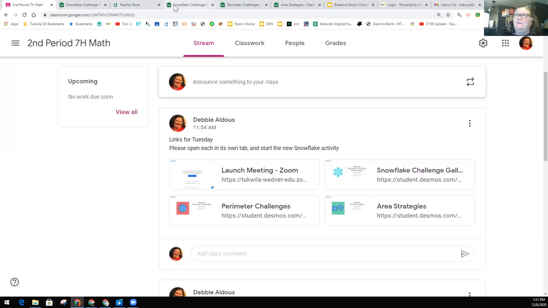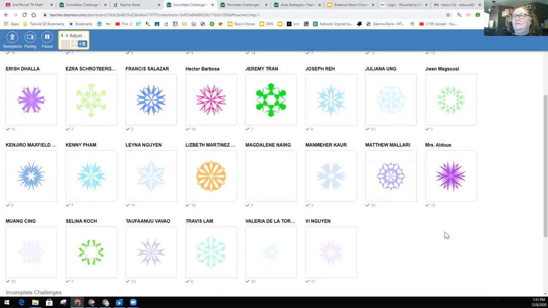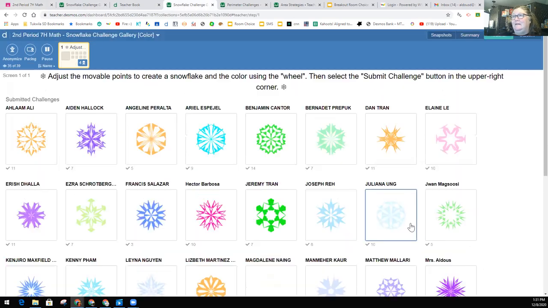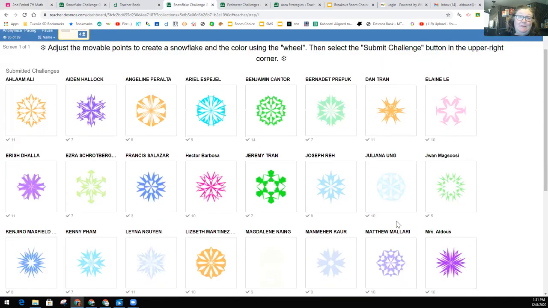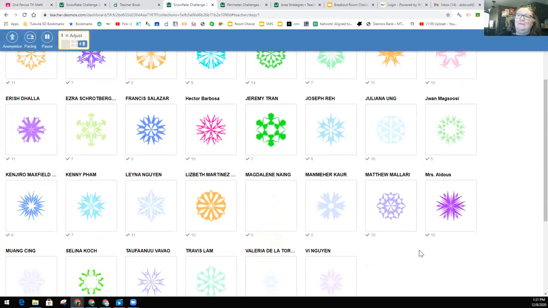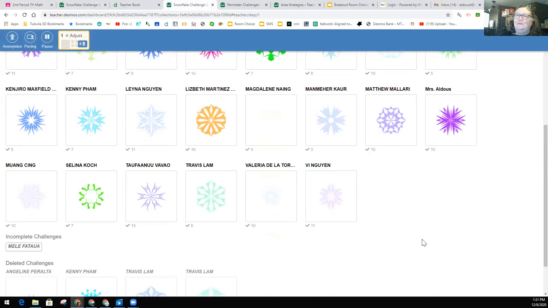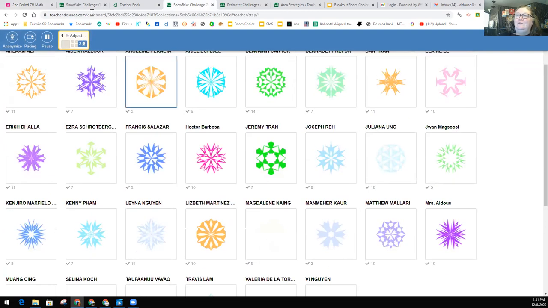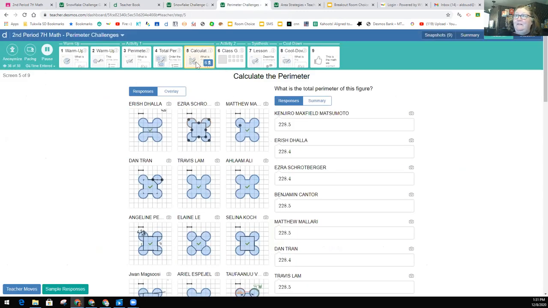You click on Snowflake Challenge. This is really just for fun, but you will see here some of the artwork created by your classmates. And today we get to play with a little bit of color. You see they're all different colors. I hope you enjoy playing with that and having a little bit of a break from some of the schoolwork, and that you can enjoy shading it a color that you like. Take a look at what your classmates have done. They're pretty cool.